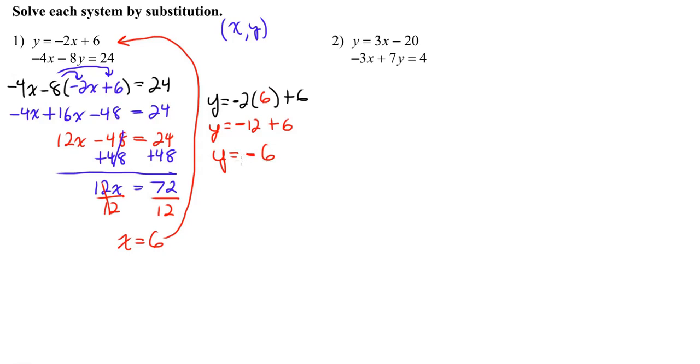And so the solution to this system of equations is the ordered pair. And remember, make sure you do this in the correct order, x comma y. So this is 6 comma negative 6.